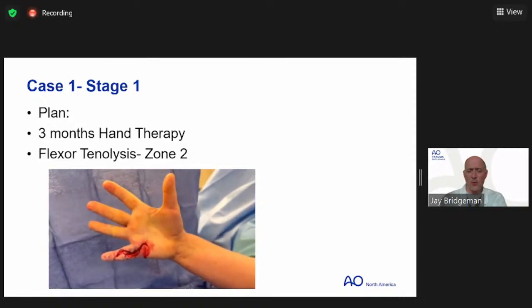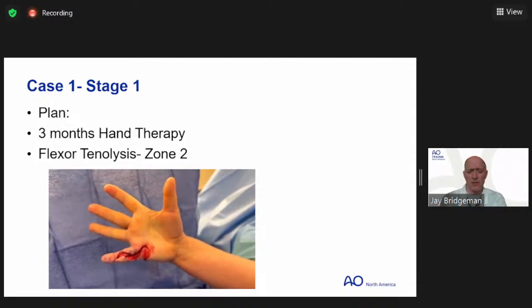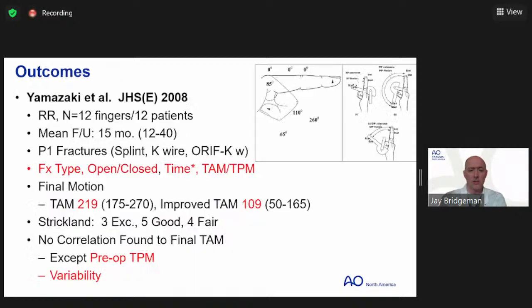She doesn't have full flexion. She doesn't have full flexion of the PIP. She doesn't have full flexion of the DIP. But now that she can reach the palm, that motion that she exhibited on the table in the OR, if we could keep that, that's the goal. She'd have excellent function with that.